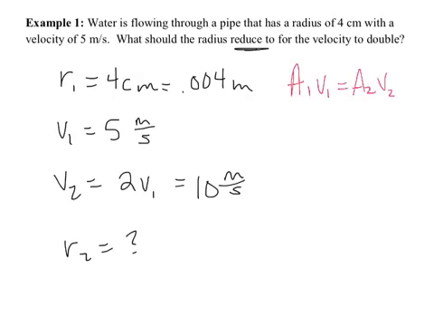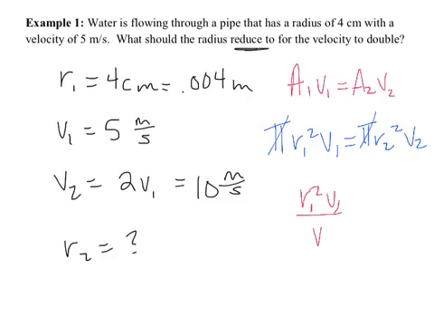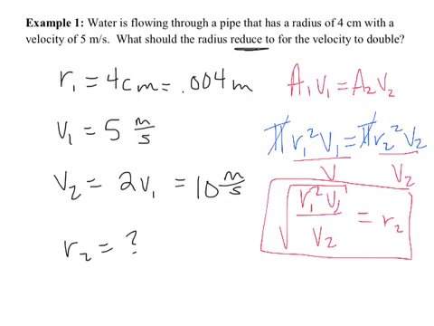So the first area, we know it's a circular pipe here, right? So it's pi r1 squared V1 equals pi r2 squared V2. Cancel pi's on both sides, and we're looking for r2. So r1 squared V1 all over V2. And so we get rid of that by dividing by V2. And then we take the square root of the answer. And that gives us r2. So we square root it and we get r2 by itself.